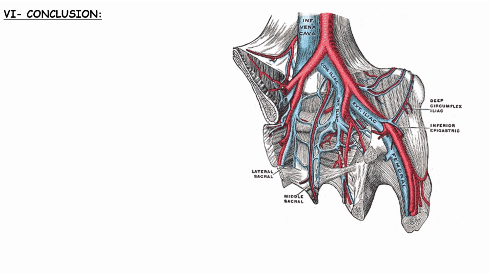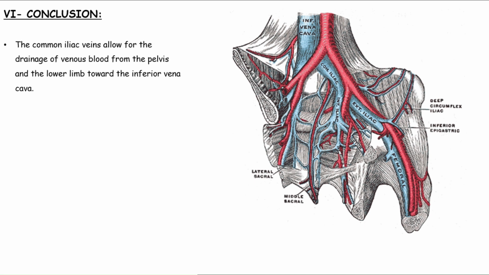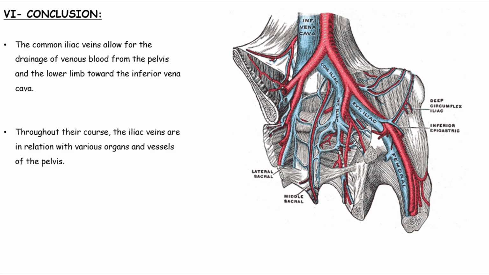To conclude, the common iliac veins allow for the drainage of venous blood from the pelvis and the lower limb toward the inferior vena cava. Throughout their course, the iliac veins are in relation with various organs and vessels of the pelvis.